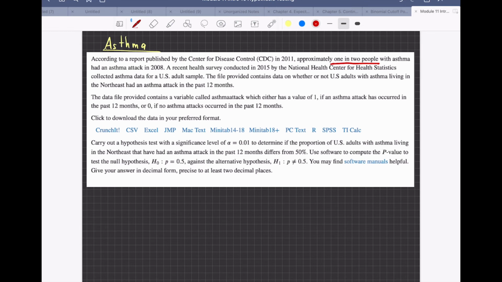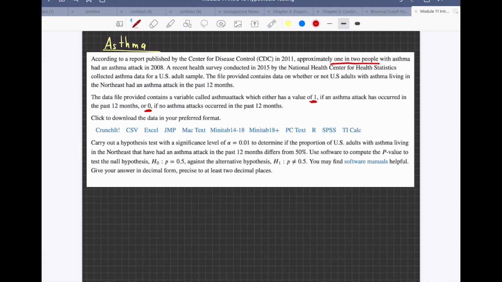A recent health survey conducted in 2015 by the National Center for Health Statistics collected asthma data for the U.S. adult sample. The file provided contains data on whether or not U.S. adults with asthma living in the Northeast had an asthma attack in the past 12 months. The data file contains a variable called asthma attack, which has a value 1 if an asthma attack has occurred in the past 12 months, or 0 if no asthma attacks occurred. Click to download the data in your preferred format, all right? This data is provided, but I think we don't need it here.